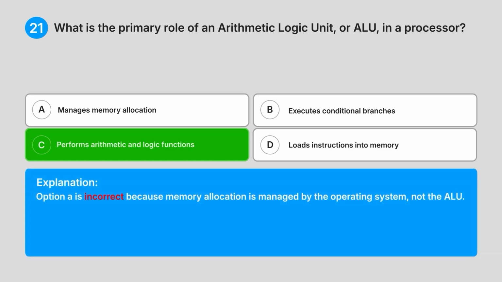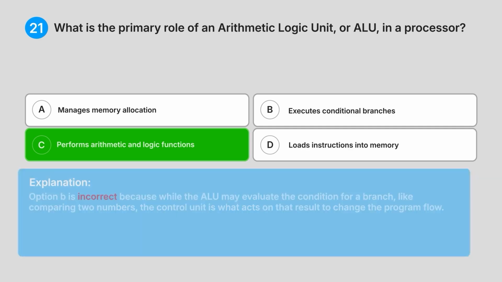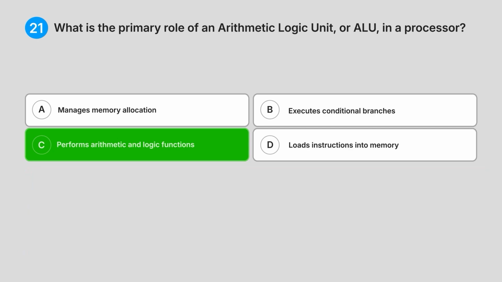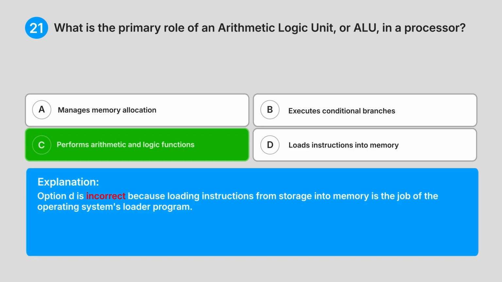Option A is incorrect because memory allocation is managed by the operating system, not the ALU. Option B is incorrect because while the ALU may evaluate the condition for a branch, like comparing two numbers, the control unit is what acts on that result to change the program flow. Option D is incorrect because loading instructions from storage into memory is the job of the operating system's loader program.